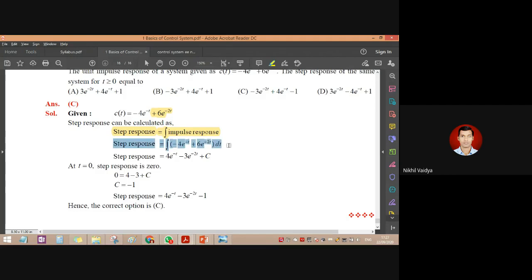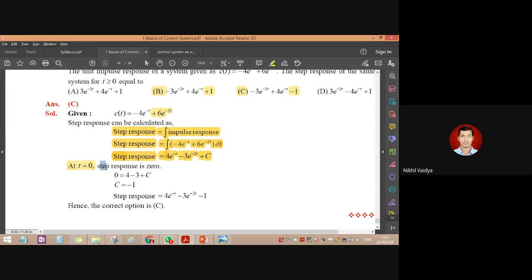So step response is equal to this. Then we will take its integration. So what we will get, the same as what we had discussed just now: 4 into e raised to minus t minus 3 into e raised to minus 2t plus C. Now we have to calculate this value of C, which is mentioned in every option. That's what we have to calculate and check. Now which value will be correct, because these two options have only the same answer we got at this particular point. So we need to check the value of C.